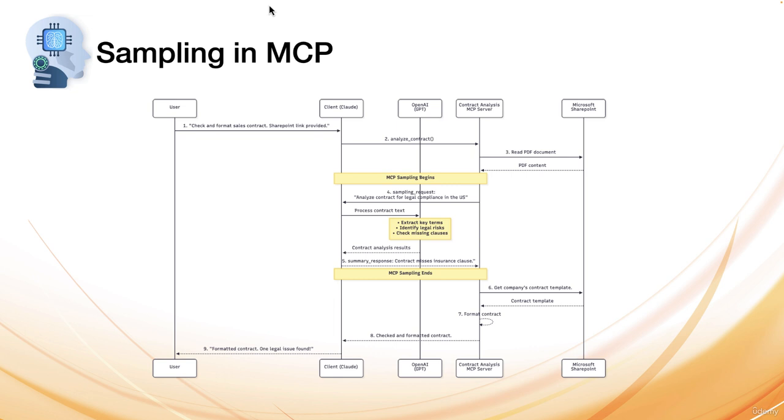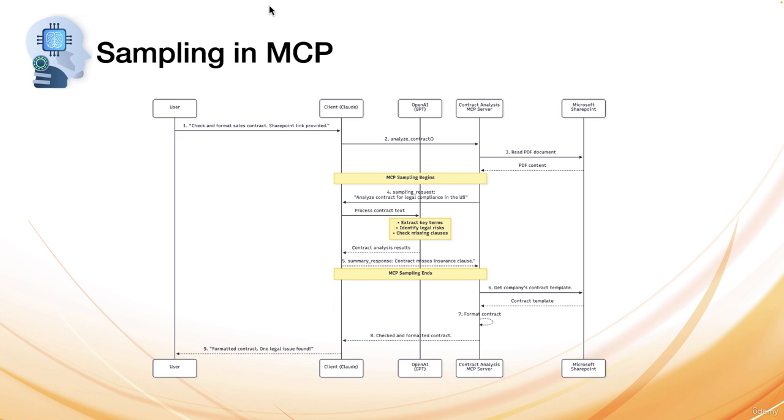Now the MCP server has information about the contract. It goes back to SharePoint, gets the company template, converts your document to the company's template and makes it look nice, and then returns the response back to the client. And then the client shows the final result, which is a formatted sales contract. And also as a response, it says your contract has an issue, which is a missing insurance clause. So as you can see in this process, our MCP server managed to use the AI within the client without having AI itself.